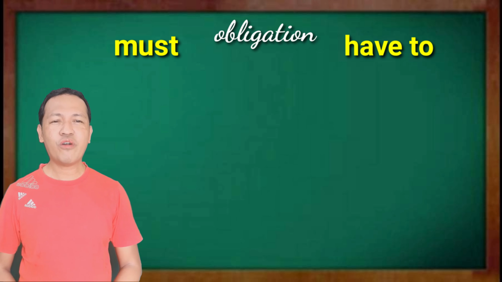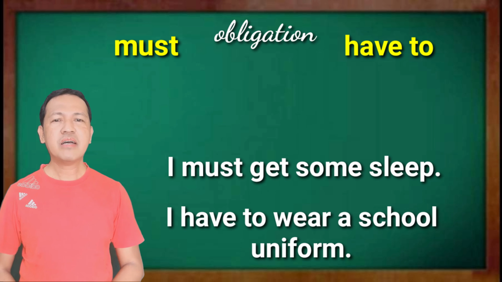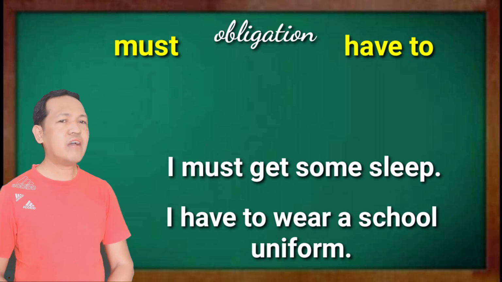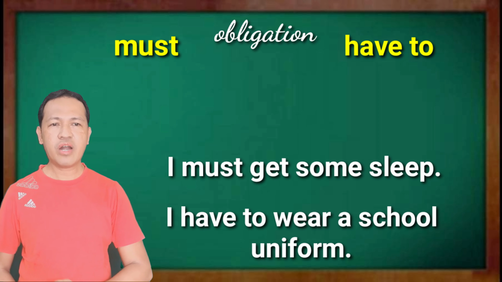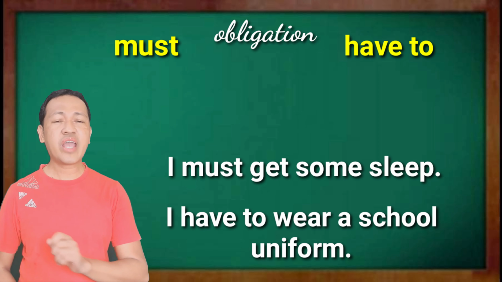In the positive form, the modals must and have to are used to talk about obligations. I must get some sleep. I have to wear a school uniform. Must and have to are used in these sentences to mean obligation, things that you cannot choose not to do, or things that are very necessary to do.